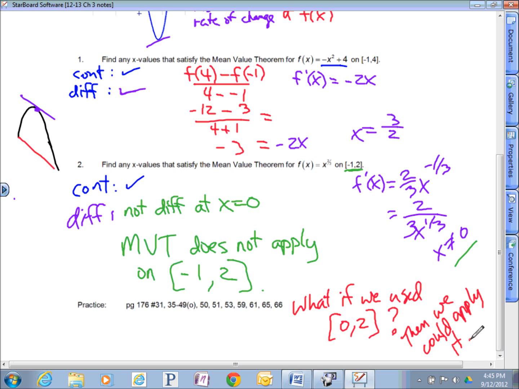So what you're looking at with the mean value theorem, it's got to be continuous for the whole interval. It's got to be differentiable everywhere between the endpoints. So that's why, looking at this interval down here on the bottom, including 0 as an endpoint would be okay, because it's not differentiable there, but we could still apply it. We could still make this go. So that would be mean value theorem.